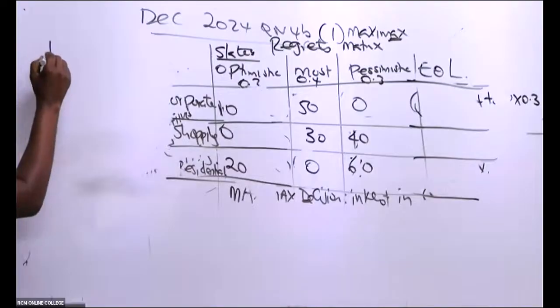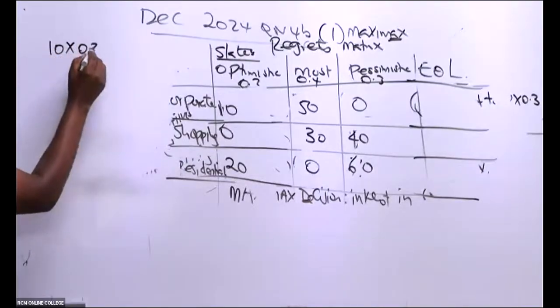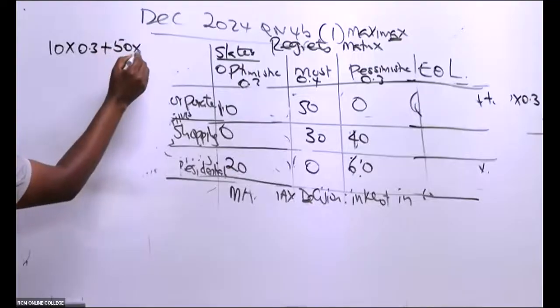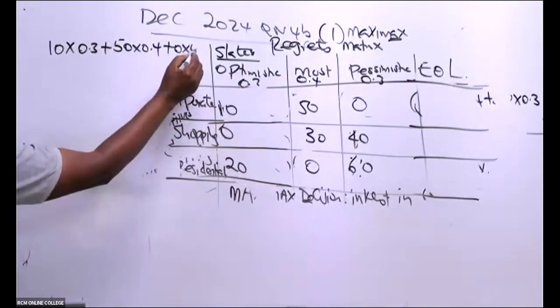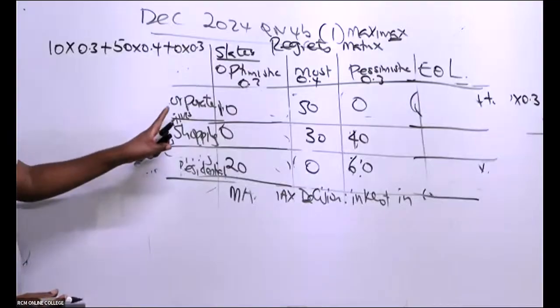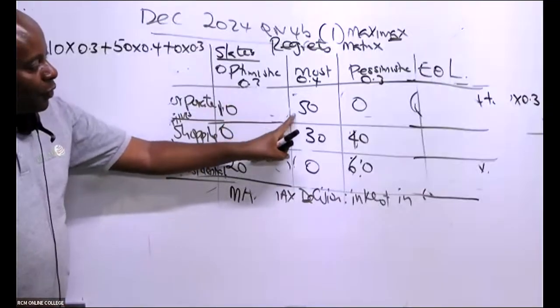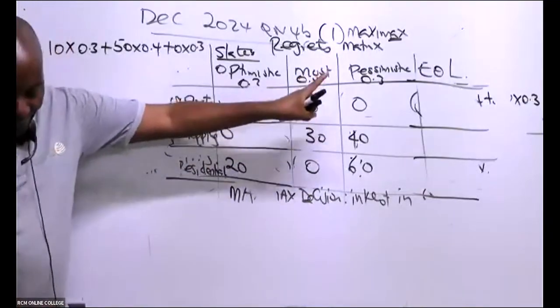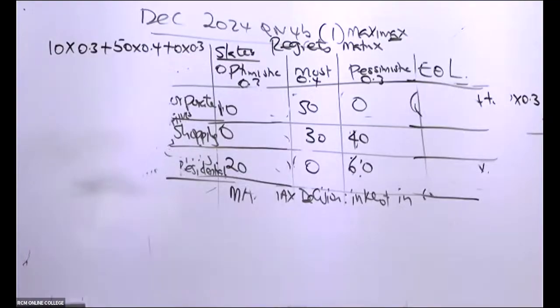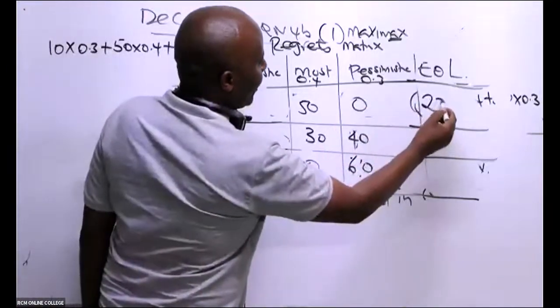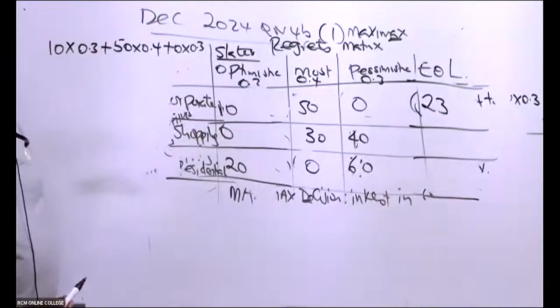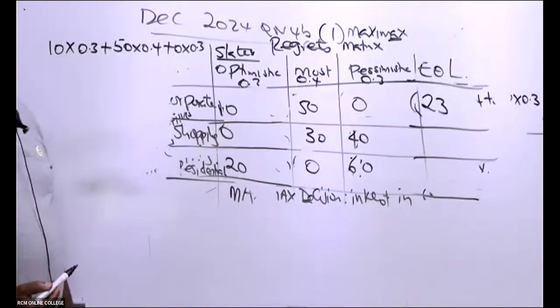So we have here 10 times point what here, somebody? 3 plus 50 times 0.4 plus 0 times 0.3. This is the expected opportunity loss for the first decision. It's 10 times 0.3 plus 50 times 0.4 plus 0 times 0.3, which will end up giving us what figure? It's only Ruth who is talking to me. She's telling me that the first answer is supposed to be 23, isn't it? 23.